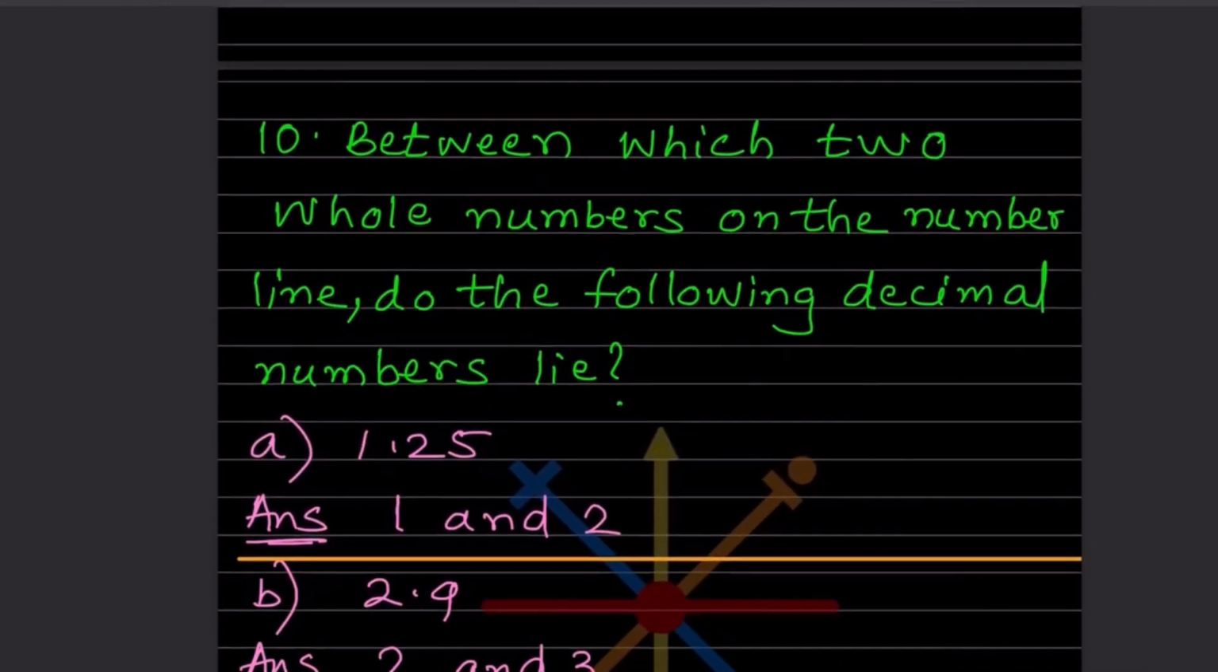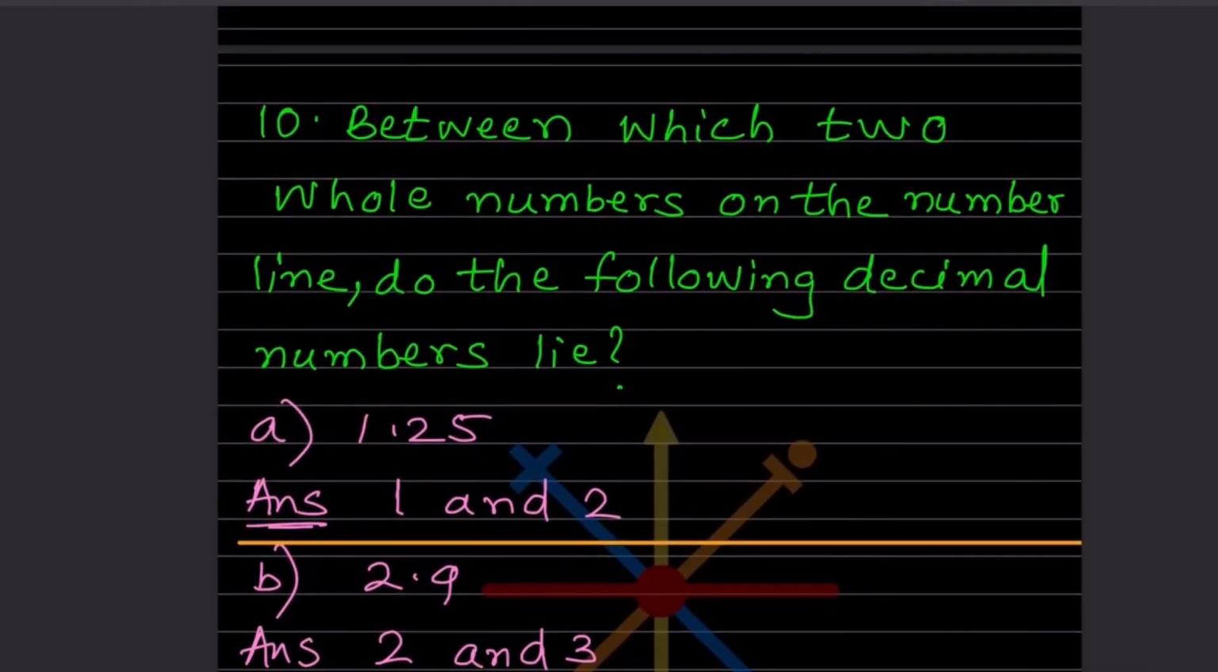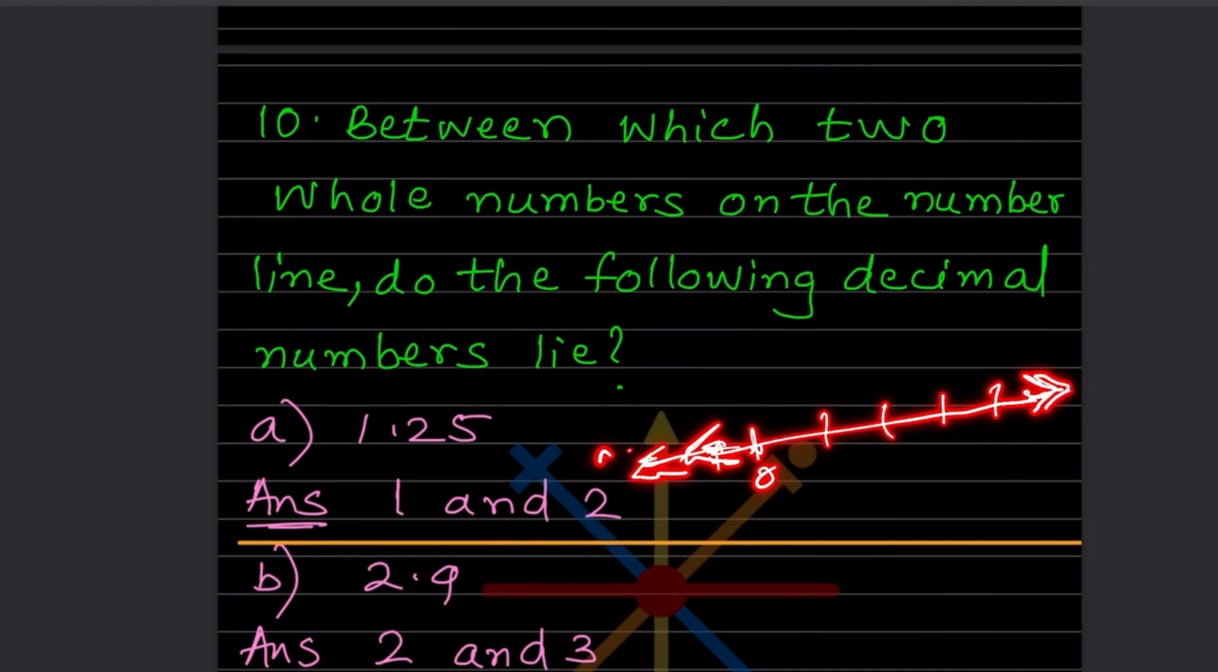Now look at here. They said between which two whole numbers on the number line. You know the number line, right? Suppose we start from 0 over here. 1, 2, 3, 4. And we put arrows like this, which means this line extends from here and also from here. So that is not fixed. Now see here, do the following decimals lie 1.25.